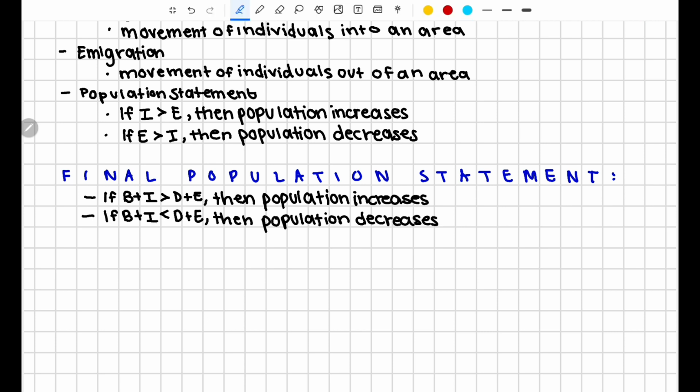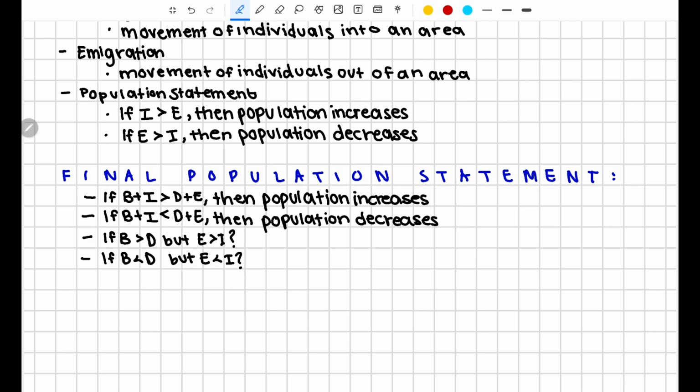In the same way, if B plus I is less than D plus E, then the population size decreases, because that one is also a little bit more simple, since the birth rate and immigration rate both are the factors that contribute to population increasing.